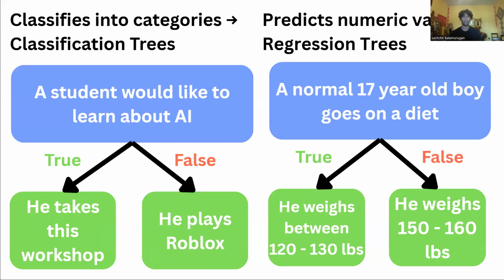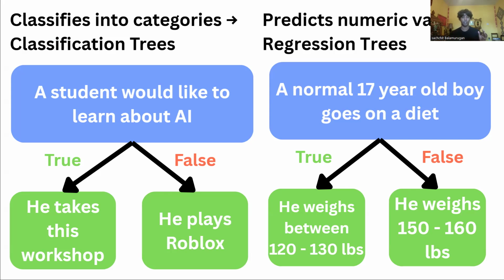So the decision tree classifies. If a decision tree classifies into categories, it's called a classification tree. And if it predicts numeric values, it's a regression tree. What does that mean? What are classification trees and regression trees? So far we've been working with regression, right? Linear regression, logistic regression.